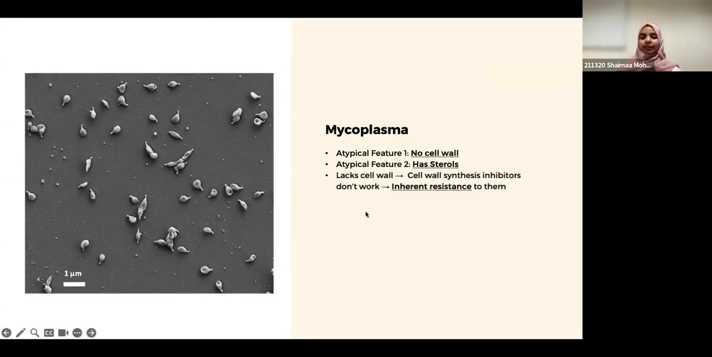Since it lacks a cell wall, the antibiotics that work against cell wall synthesis and inhibit cell wall formation do not work on mycoplasma, because mycoplasma does not even have a cell wall. So basically, mycoplasma has an innate and inherent resistance to cell wall synthesis inhibitors, which is good for mycoplasma. So only certain types of antibiotics work against mycoplasma. Can any of you give me an example or a class of drugs that works against mycoplasma or atypical bacteria in general?